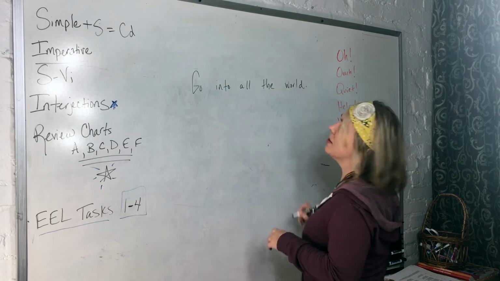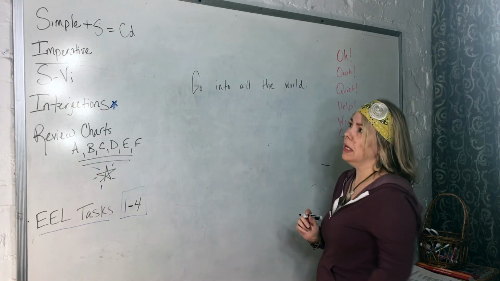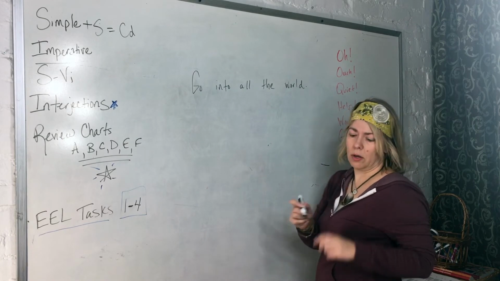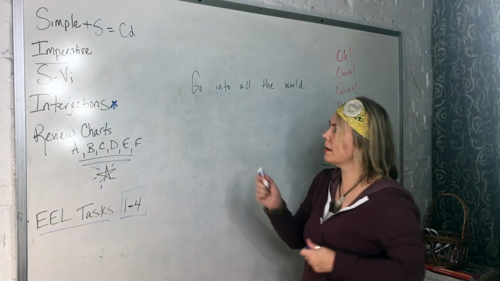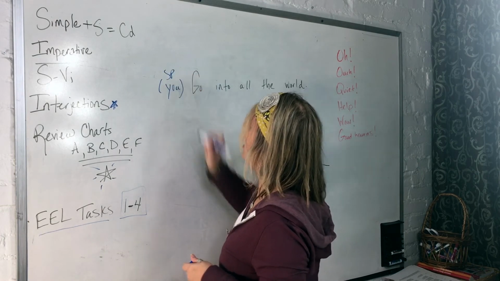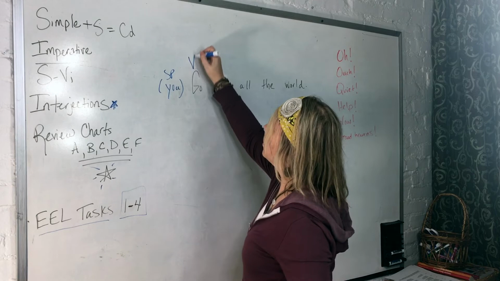So this structure is simple. The purpose is imperative. So what's the subject? Who are we speaking to? Who is Jesus talking to? Implied you. That's your subject pronoun. You do what? You go.